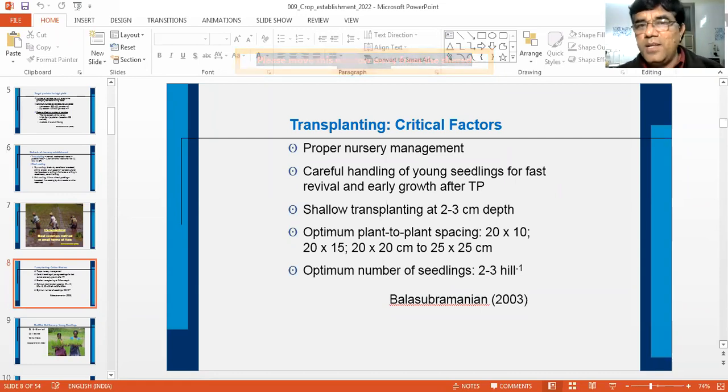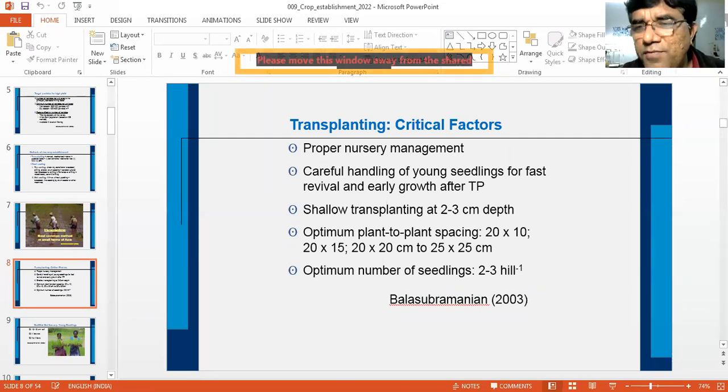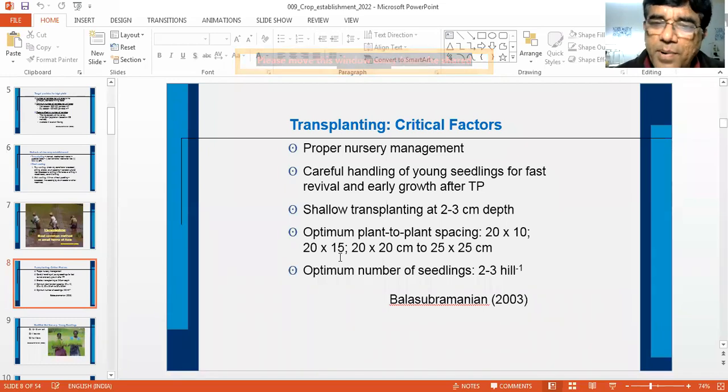So shallow transplanting is suggested for good tillering, and optimum plant population will vary with the variety, with the soil fertility, and so many factors. You cannot generalize rice spacing. For example, for basmati rice, it is 20 by 10 centimeter. For hybrids or high-yielding varieties, it can be 20 by 15 or 20 by 20. In SRI, system of rice intensification, you can have 25 by 25, square planting.